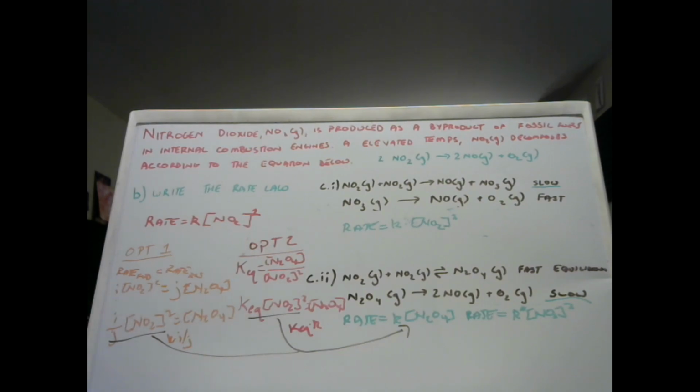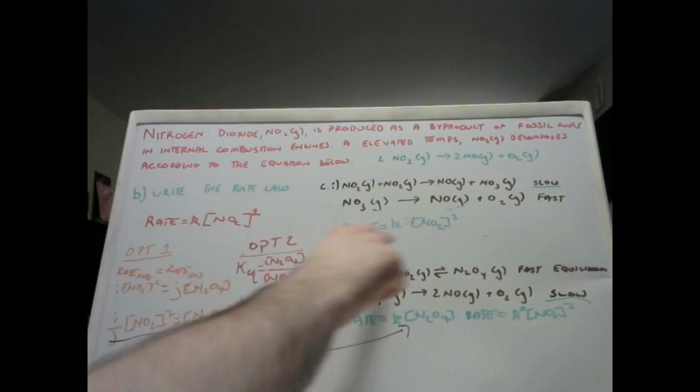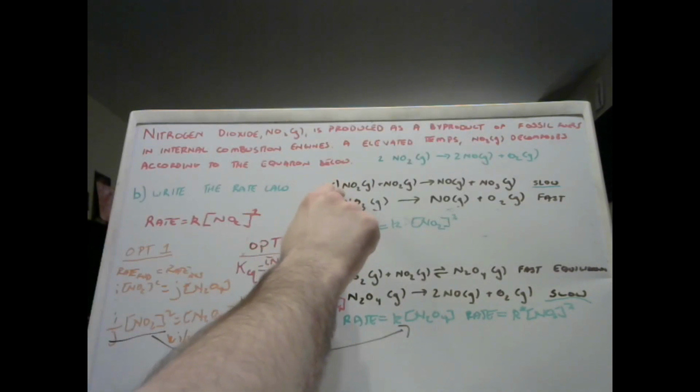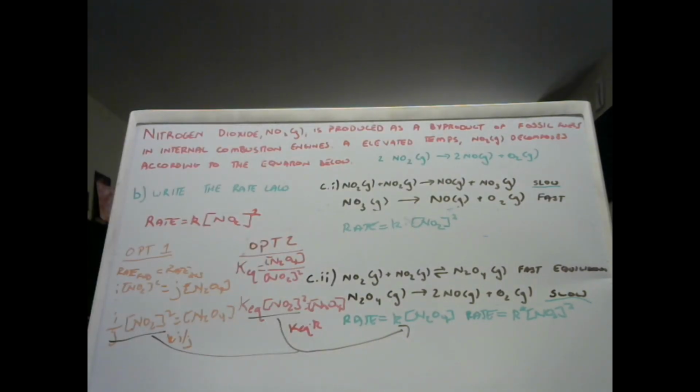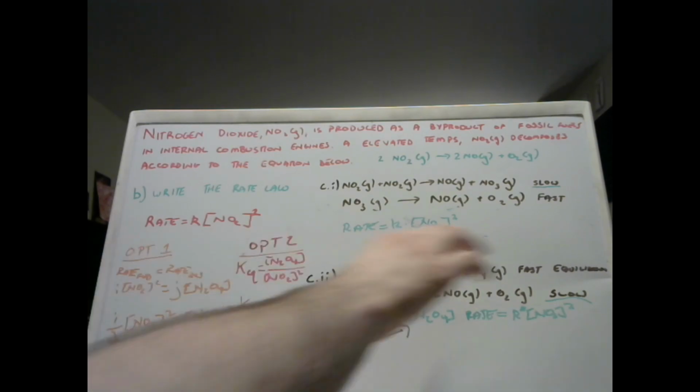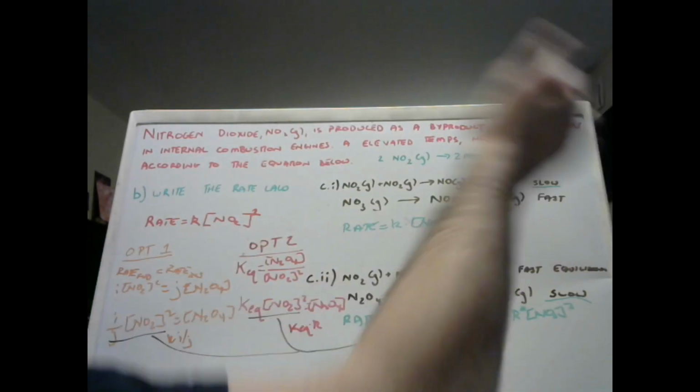Now, in both cases, you'd have to discuss how you got your rate law and why it's consistent. So something like, for C1, in this reaction mechanism, the rate determining step is the first step, which means that the rate law for that first step would be rate equals k[NO2] squared, because it's an elementary step reaction. We know that the coefficient is the same as the number of molecules. We know it's the rate determining step because it's the slow step.